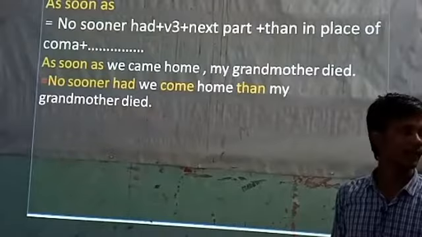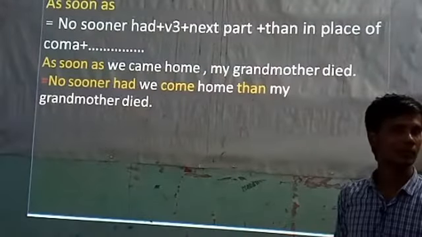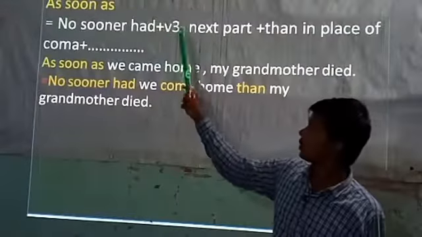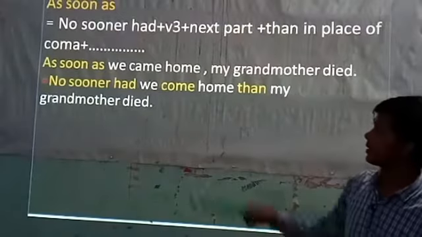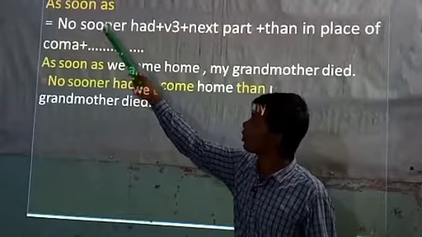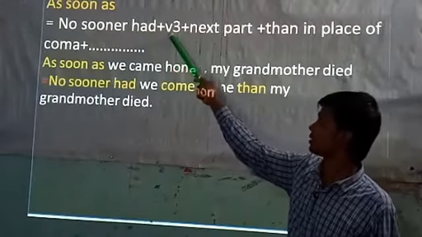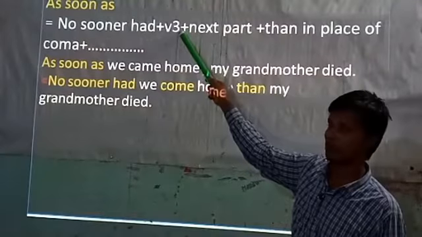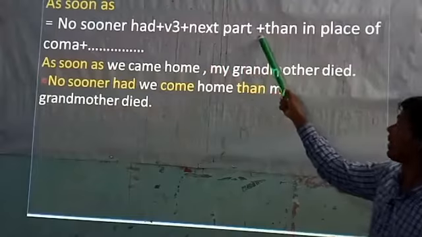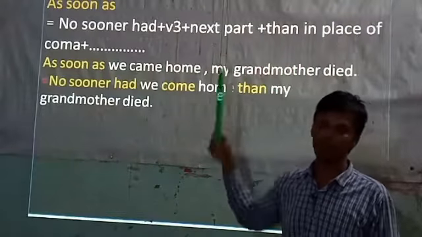Rule 7. As soon as. If any sentence is connected with as soon as, at the beginning in place of as soon as you will write no sooner had plus V3, meaning the past participle form of the main verb, plus the next part, plus than in place of the comma, plus the next part.